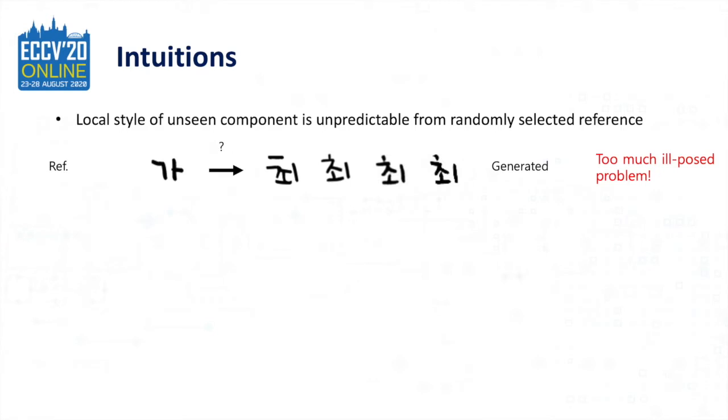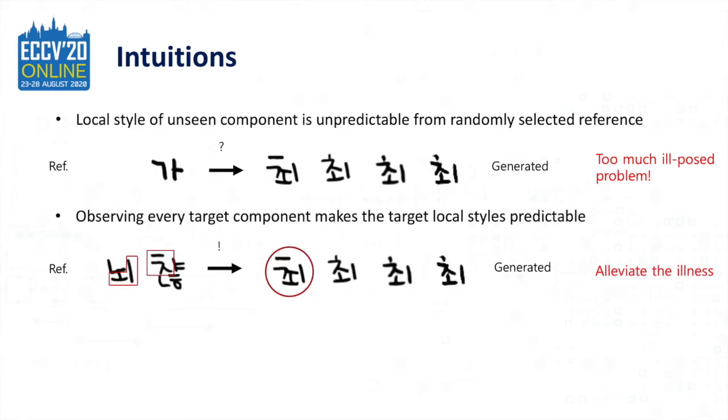Then, why can the previous methods not capture the detailed local style? They choose the reference samples totally randomly, which means they assume the entire target style can be extracted from any random sample. However, local style is unpredictable from a randomly selected reference. Our intuition is that local styles are shared component-wise. So, if we can observe all the target components from the references, the target local styles become predictable.